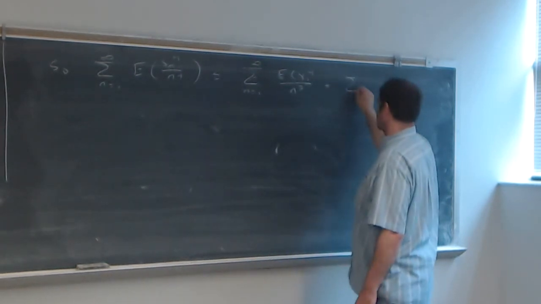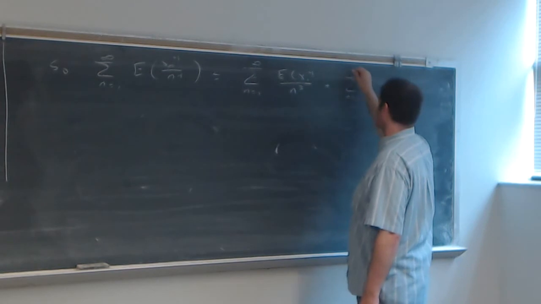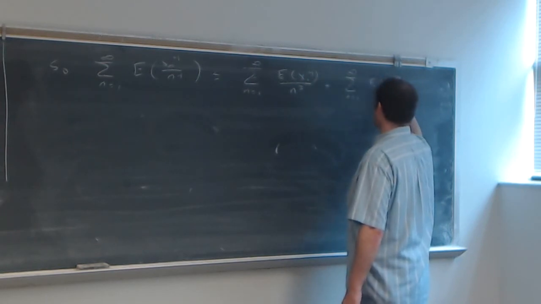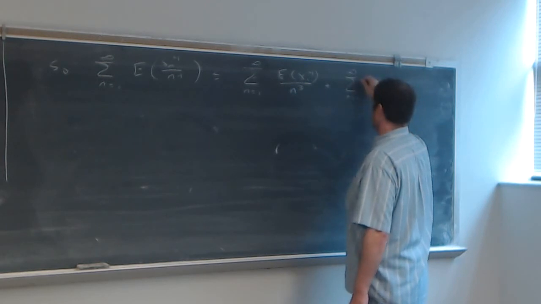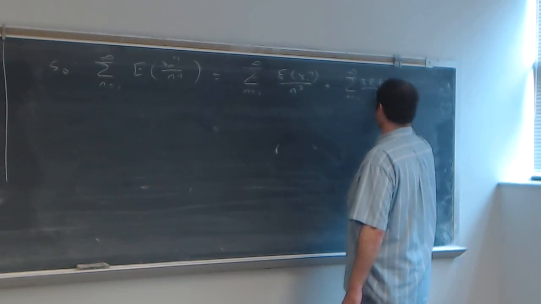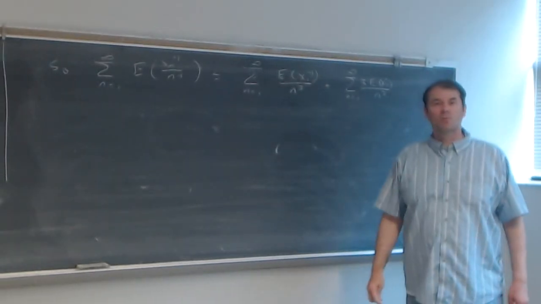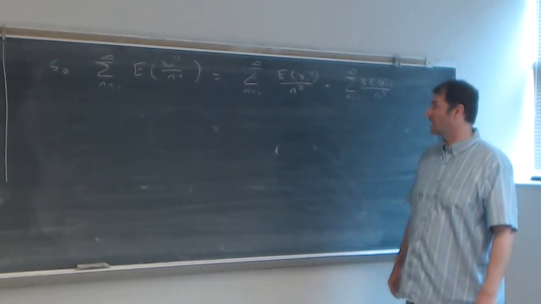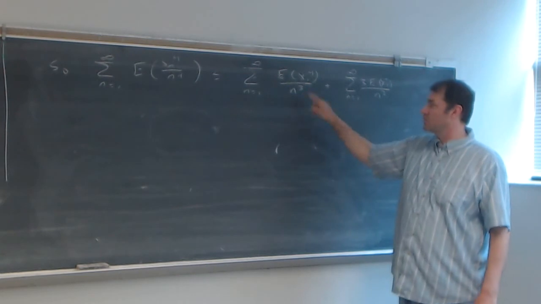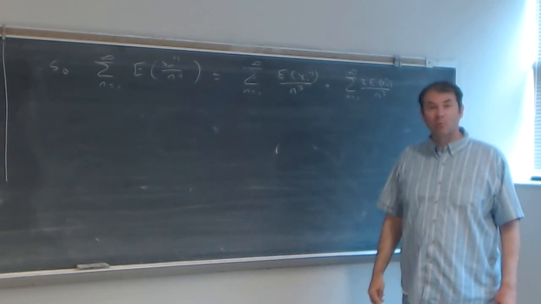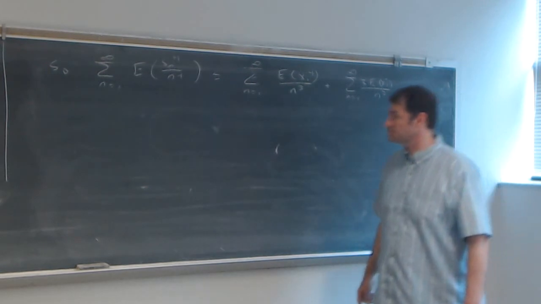Plus, I break this up into another sum. It's n runs from 1 to infinity of the expected value of X_1 to the fourth times 3 over n squared. Now, the expected value of X_1 to the fourth, we're assuming that's a constant. So this is a constant over n cubed, we're summing that up. That ends up being a power series. By calculus, we know that it converges.